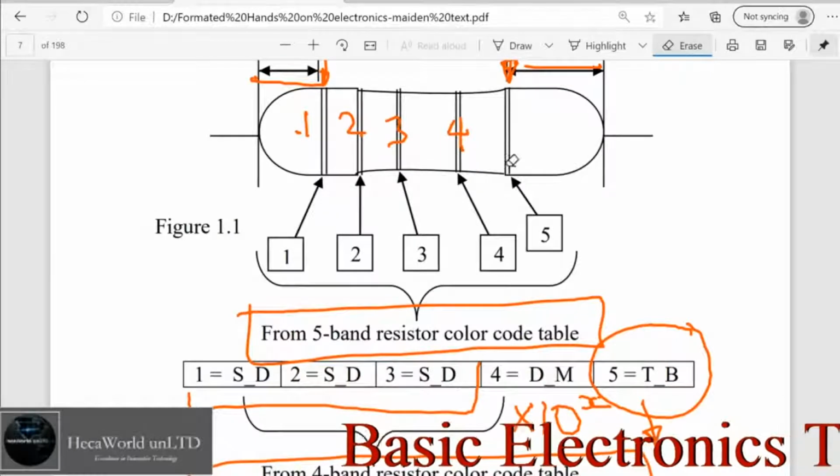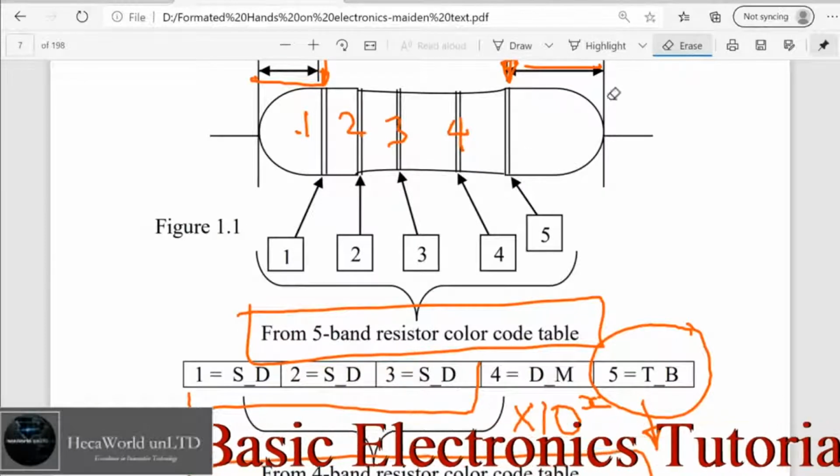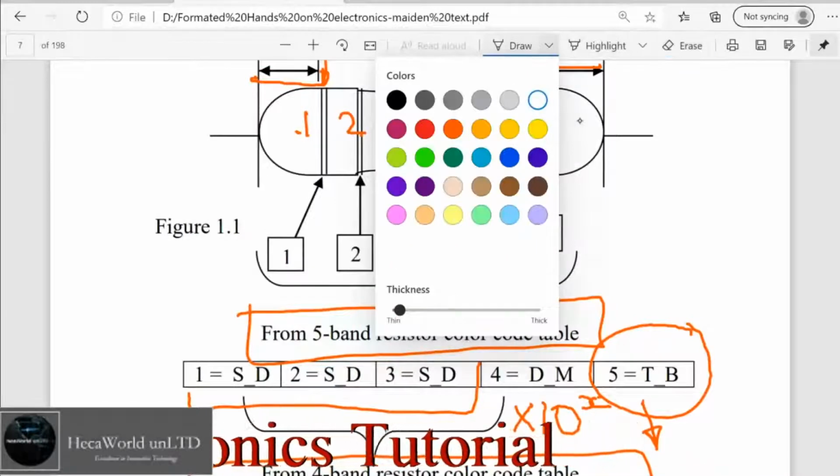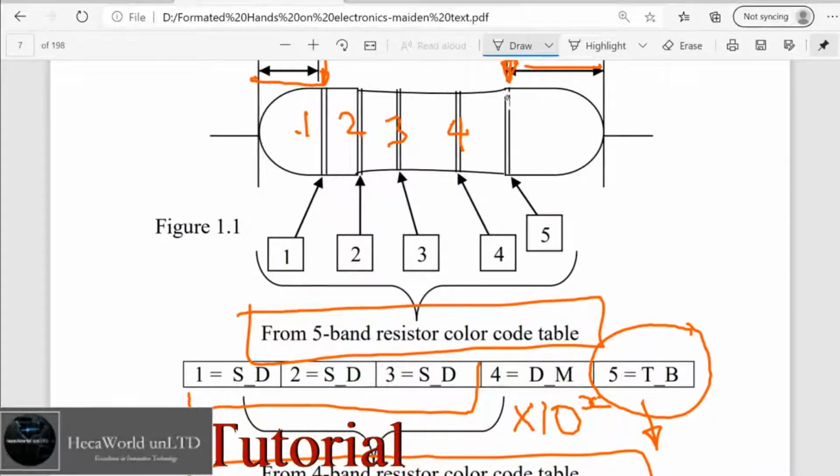This band will not exist. Okay, I can wipe it, but that band will not exist. Let's see if we can cover it. How about that? We can cover it, make it not exist in theory, let's say. So if it's a 4-band resistor color code, it would look this way. 5 bands will look like the previous.